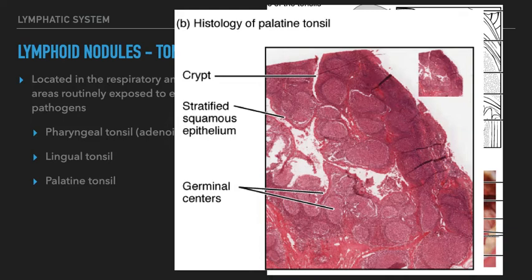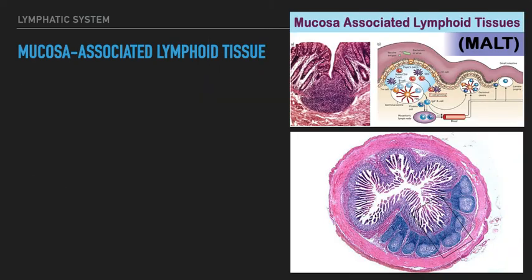You can also see in this image some germinal centers. And like the other tissues, the germinal centers are the sites of actively dividing immune cells.